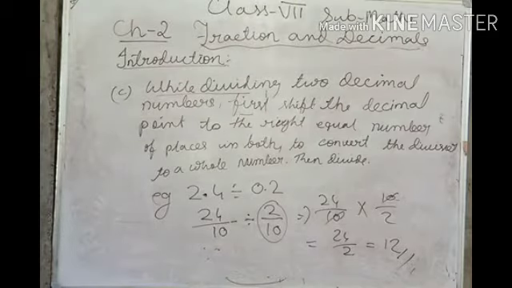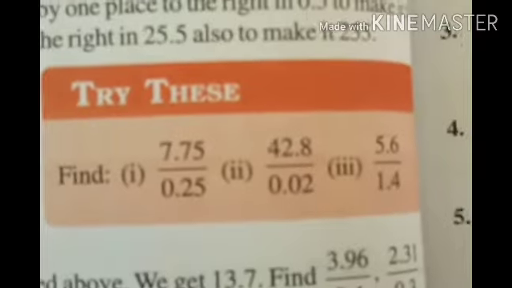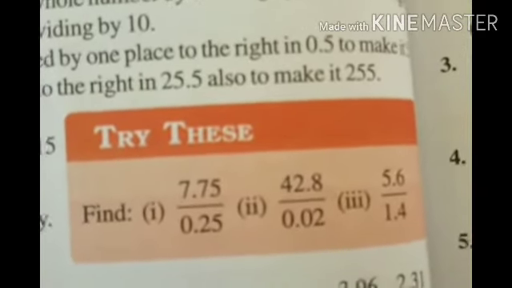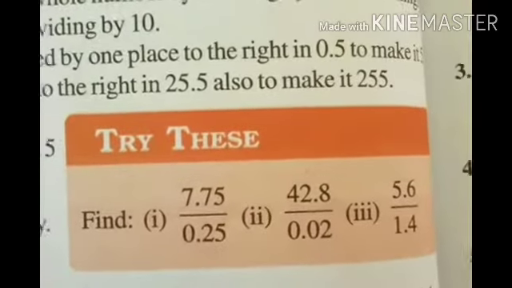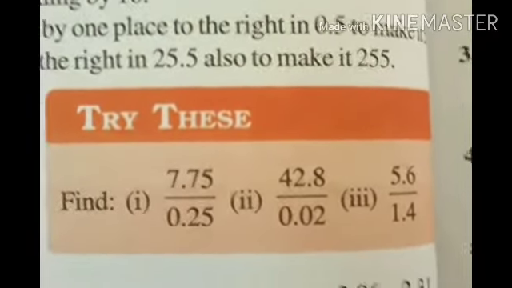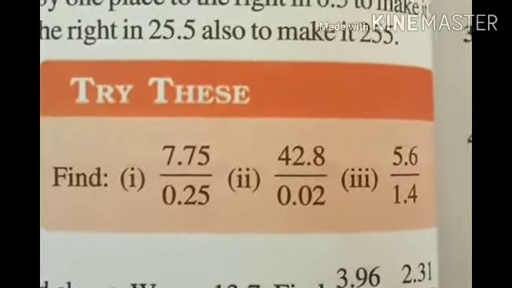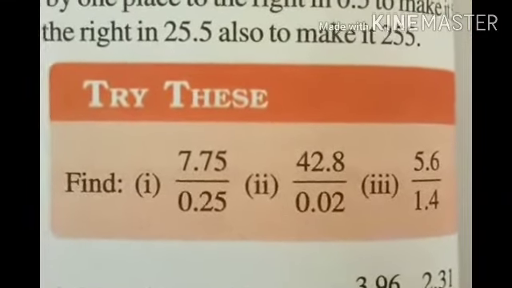So I have some homework. You can see this in your textbook, page number 54. Try this. Find 1: 7.75 divide with 0.25, second question 42.8 divide with 0.02, and third is 5.6 divide with 1.4. These 3 questions are your homework. So please try to solve these 3 questions.